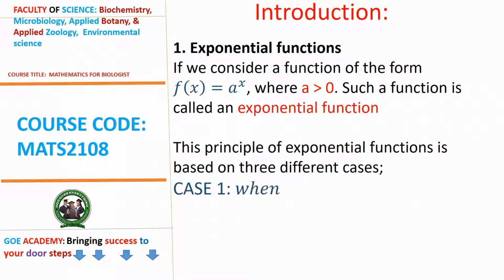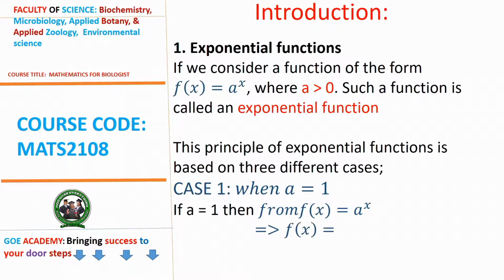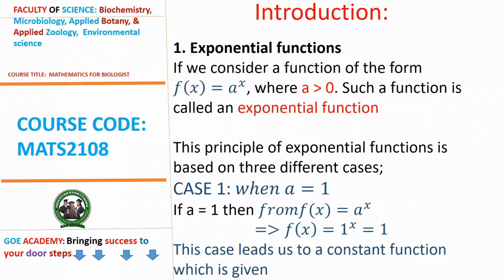The first case occurs whenever a is equal to 1. If a equals 1, then from our general formula f of x equals a raised to the power x, if we replace a by 1, our exponential function becomes 1 raised to the power x, which equals 1. You need to know that 1 raised to the power of any number will always give us 1. 1 raised to the power 100,000 is equal to 1. This leads us to a function known as a constant function.